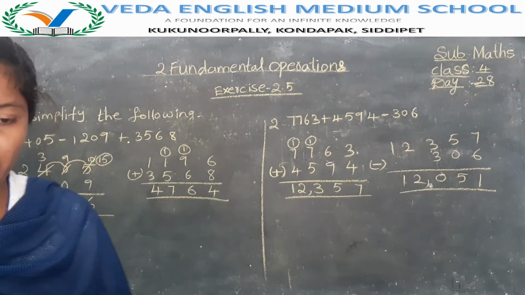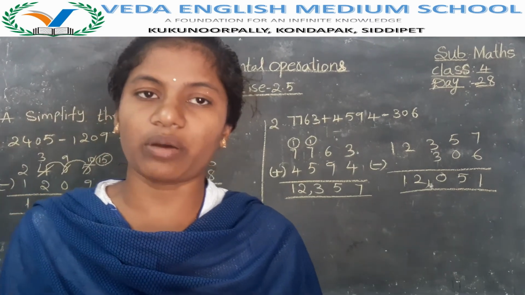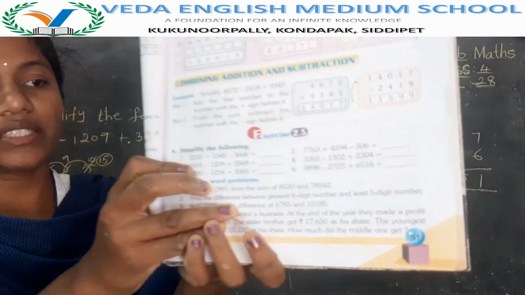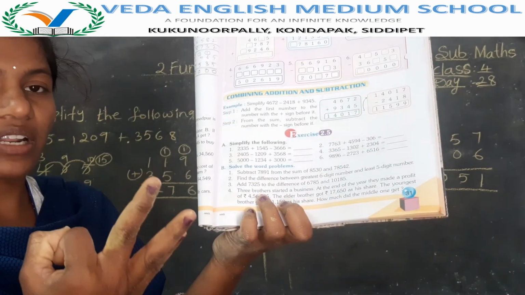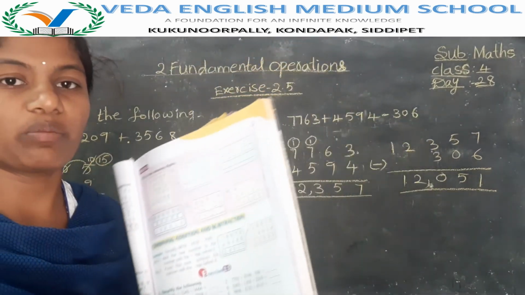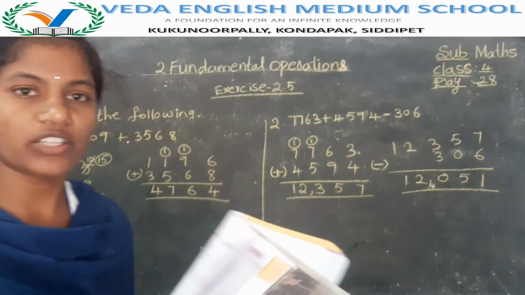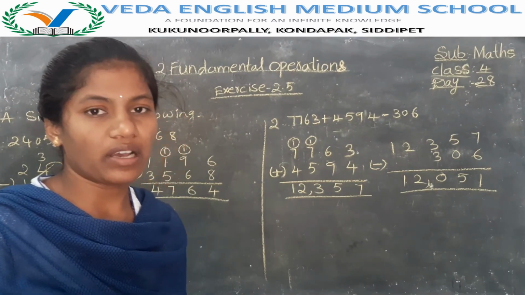Okay. Like this you have to complete. 3 problems are completed. Remaining 3 are your homework. You have to complete that homework and send it to me. Next is 2.5, first bit, A bit. Simplify the following. 3 problems are completed. The 4th one, 5th one, 6th one are your homework. If you have not understood, ask me, call me, I'll explain again. Okay?